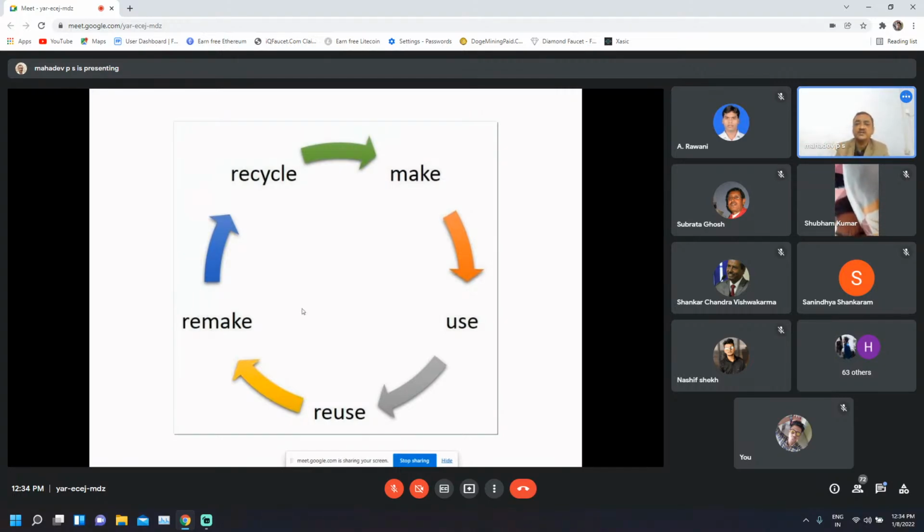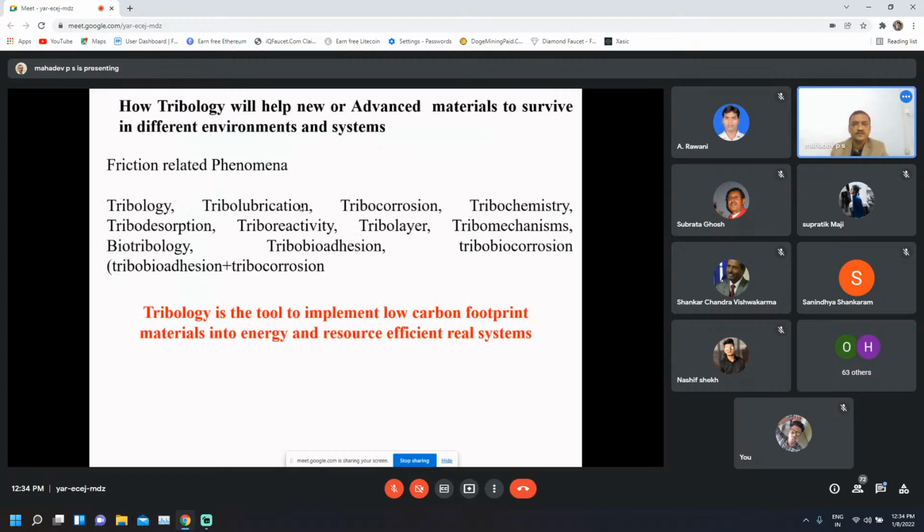Again, you can make it. So this cycle should be continuous. So always the engineer should take this cycle into consideration whenever you design a product or process.